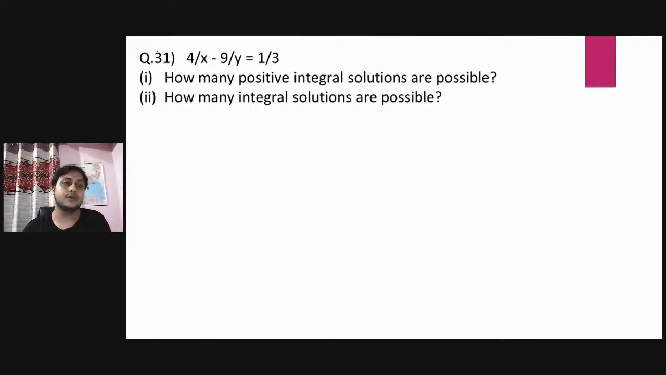Now this question is for you. So guys, as I have already told you, pause the video first to get the better advantage of these videos. First pause the videos and try to solve the questions by yourself, then watch the solutions only, right? So this is the question, that is 4 by x minus 9 by y equals to 1 by 13.